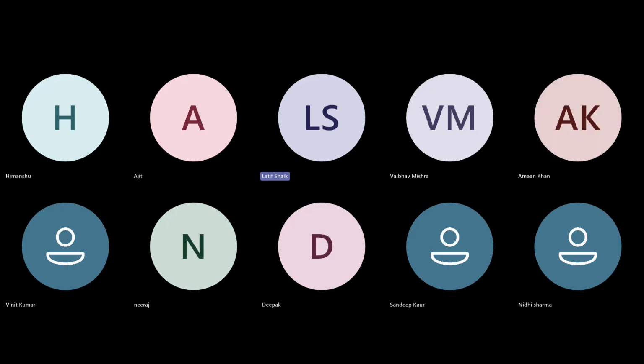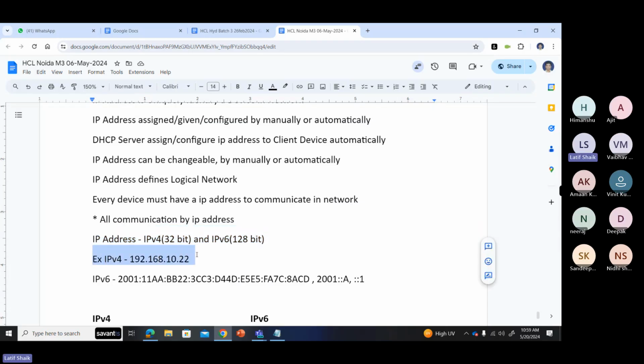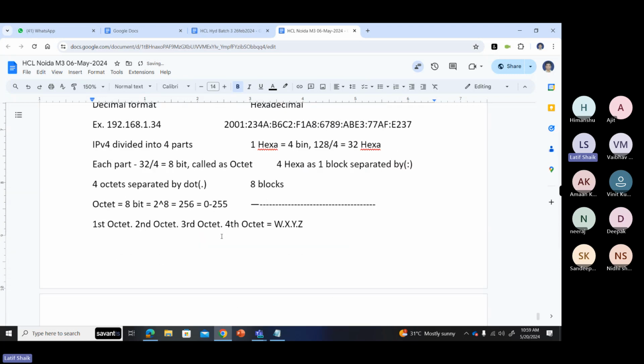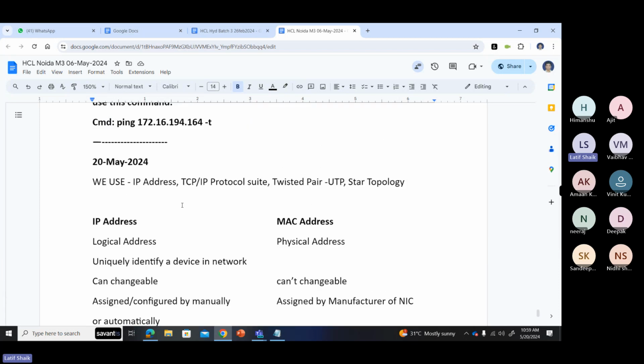Column. Again, I will repeat. Okay, so this is an example for IPv4, and this is an example of how IPv6 looks. And the next one is the difference between IPv4 and IPv6. Only a few differences we will discuss, and I will explain what IPv4 is.